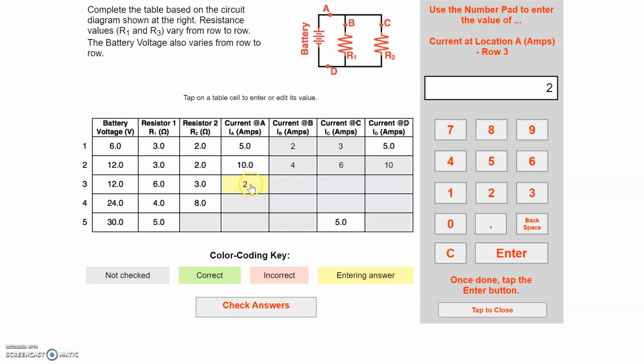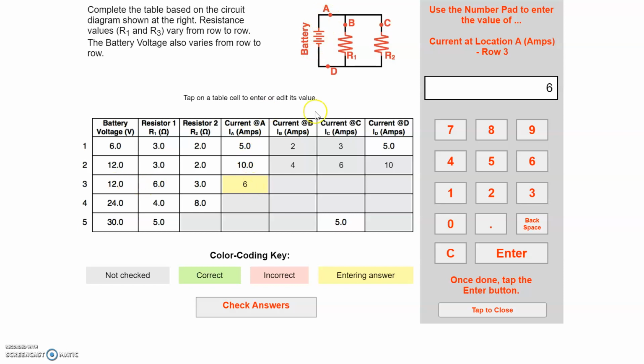Actually, sorry, I'm making a mistake here. 2 ohms is the total resistance, but this is the total current. So what you have to do is take 12 volts divided by 2 ohms, which would give you the total current coming out of the battery of 6 amps. Sorry, so total resistance is 2. 12 divided by the total resistance gives you current A, which is 6.